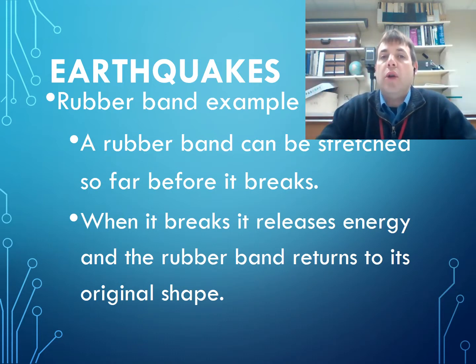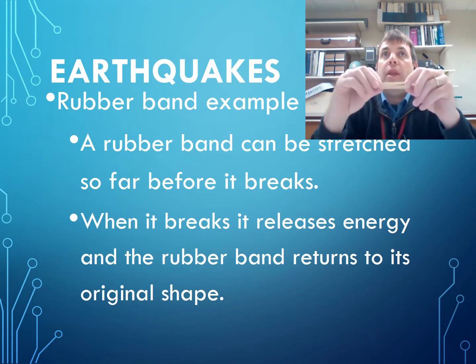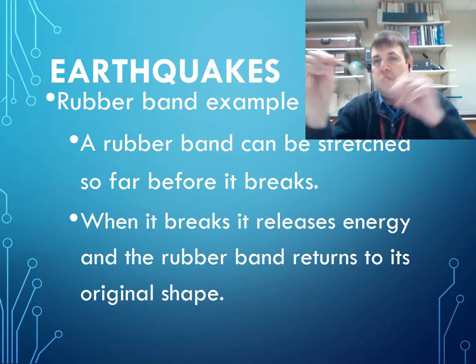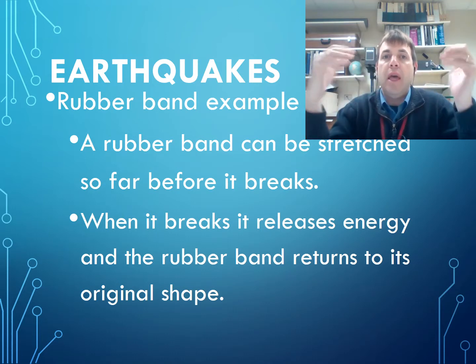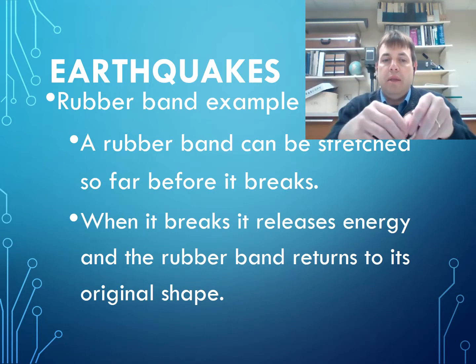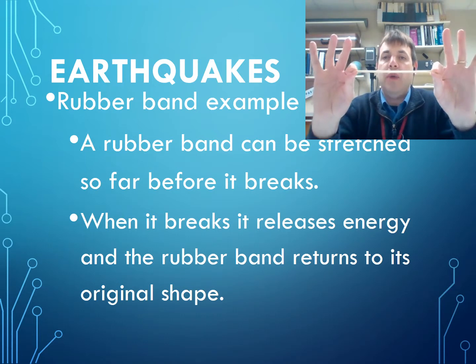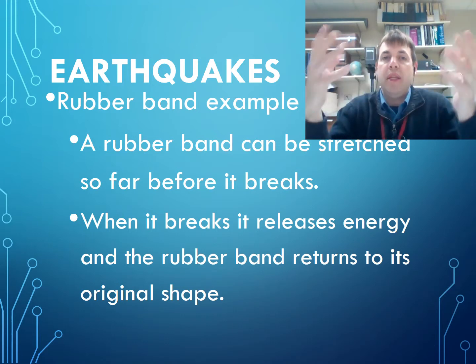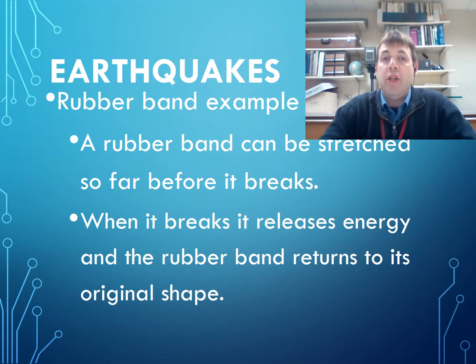So rocks in the earth go through the same type of elastic rebound. When they are pushed and pulled and bent and buckled, they try to put themselves back to their actual form, they break, and they release an immense amount of energy. That immense amount of energy causes the earth to move up and down, and that's what gives us an earthquake.